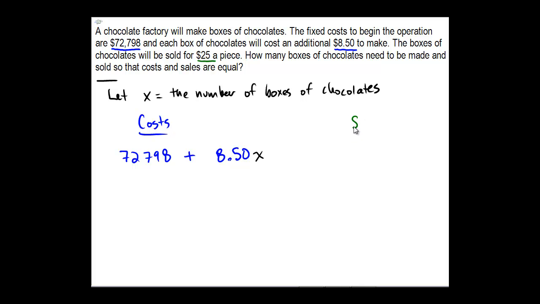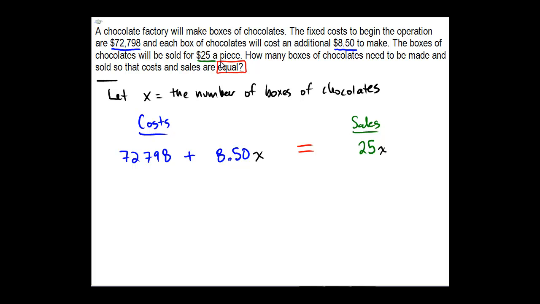Now, what would the sales be? Well, the sales are a little bit more straightforward. Every box you sell is $25 a piece, so $25 goes over here. But yet again, we do have to insert a variable, because if we only sell one box, that would be 25, but if we sell two, it would be 2 times 25. So if we sell x, it's going to be x times 25. And we put an equal sign between these two expressions because we are looking for where they are equal. And now we're into algebra land. We just have to use our algebraic skills to isolate the variable.